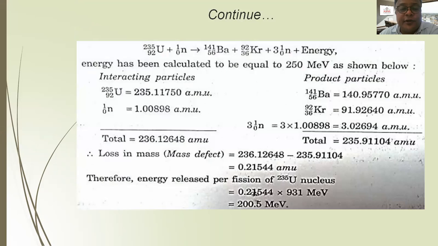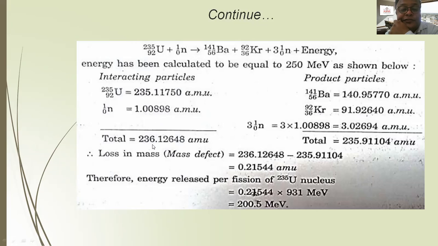Interacting particles and product particles. The interacting particle, uranium-235 (92U235), is 235.11750 atomic mass units. The product particles are barium-141 (56Ba141), which is 140.95770 AMU, one neutron, which is 1.00898 atomic mass units, and krypton-92 (36Kr92), which is 91.92640 AMU.